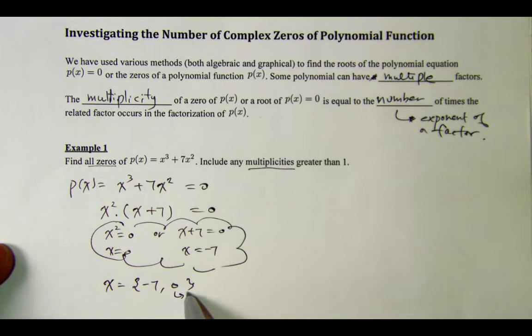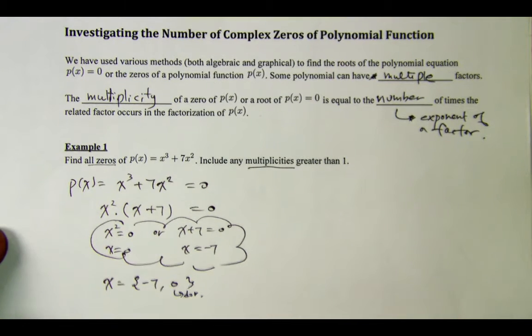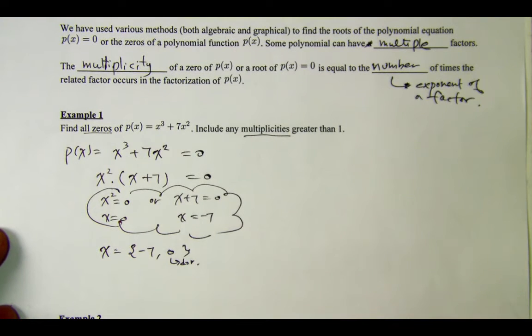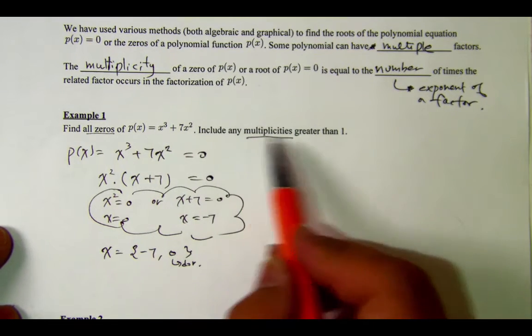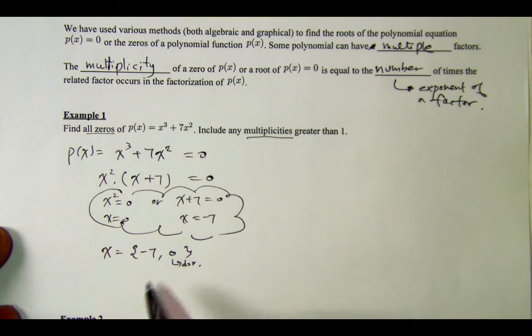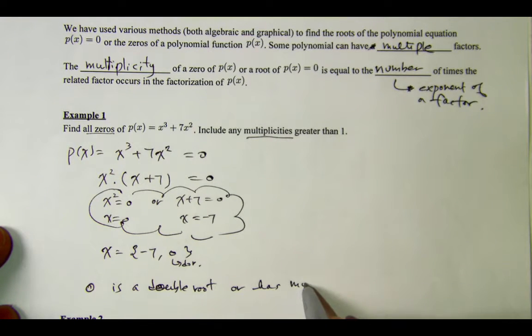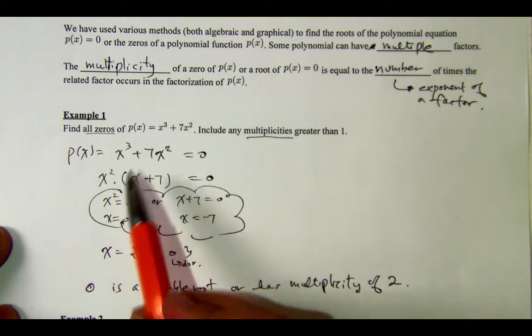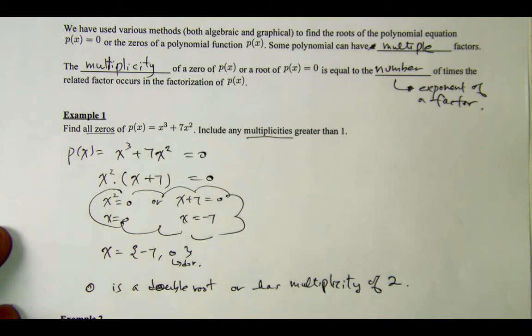So sometimes we write down DR underneath to say it's a double root. But because the question has indicated that we should make a special mention of the multiplicity, we say that the 0 is a double root, or we could say it has multiplicity of 2. It means the exponent is 2, because there are 2 of them, right?